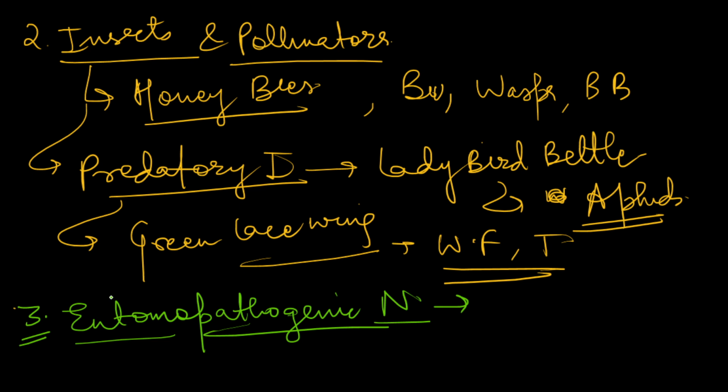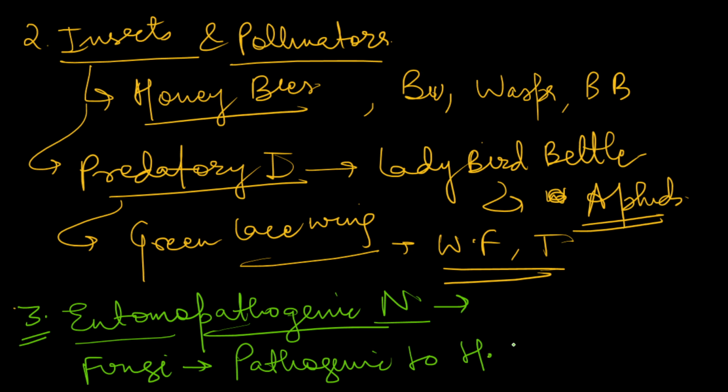You can mention some fungi also, which can be pathogenic to harmful insects. So this can be used in the control of some pests, so kind of biocontrol of pests. So this is how you can mention the principal biotic agents. You can refer to all these things.